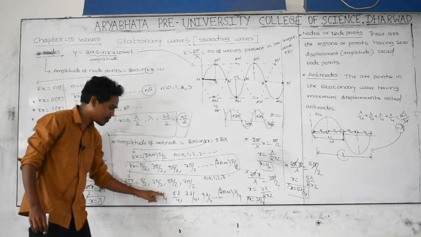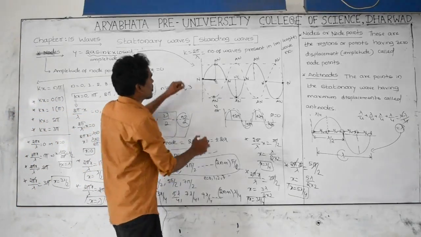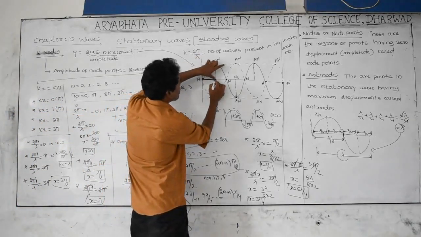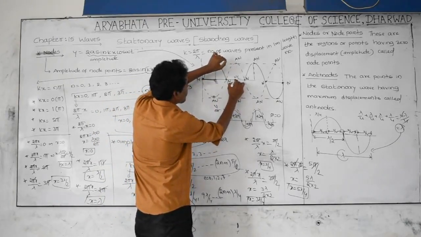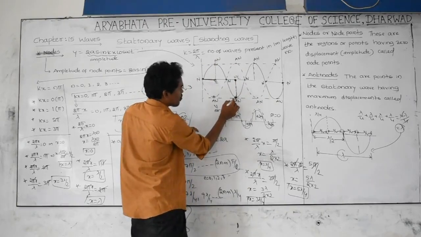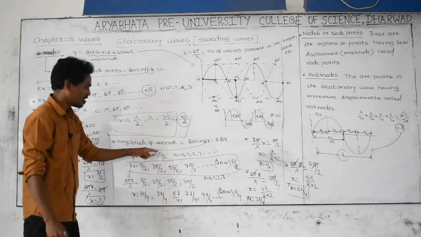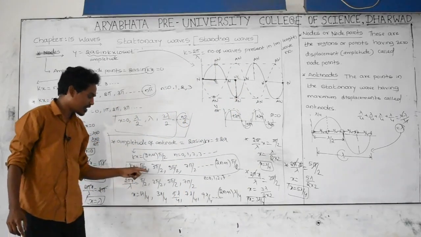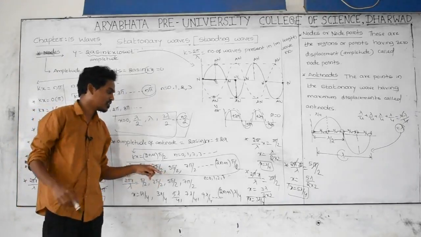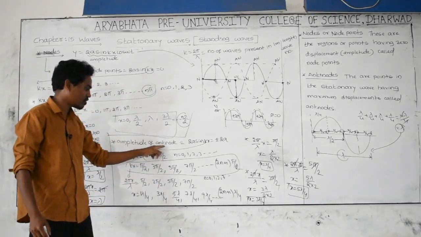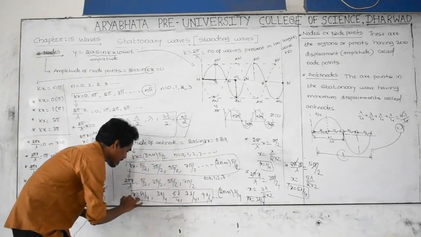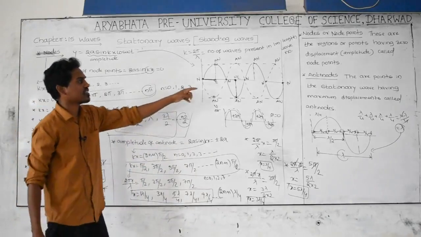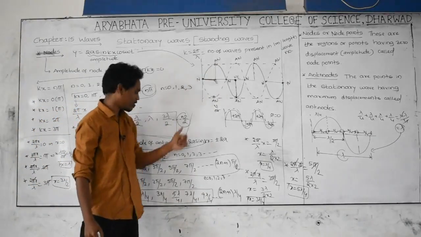Next go to 3 lambda by 4. Where is 3 lambda by 4? This is lambda by 4 plus lambda by 4 plus lambda by 4. This is 3 lambda by 4, means this point. Is this point a node point or an antinode? Again that is an antinode point. With respect to these phase angles, all the points you are getting are called antinode points, and with respect to these path values, the points you are getting in the stationary wave are all antinode points.